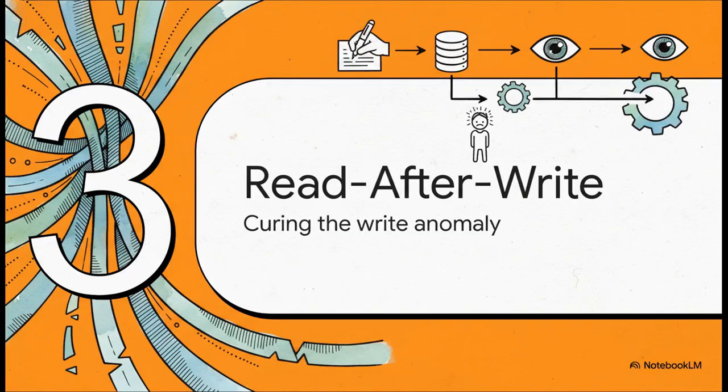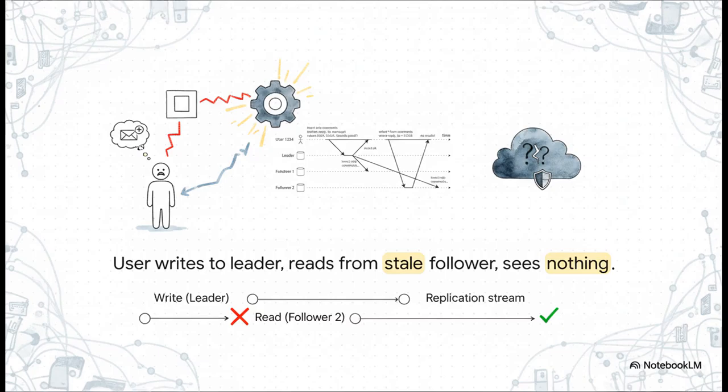Now, what's really interesting about this next topic is Section 3, read-after-write consistency. This is how we go about curing that disappearing comment anomaly. Let's look at exactly how hitting a lagging follower right after an update causes a user to think their data was lost. Say user 1234 writes a comment to the leader.